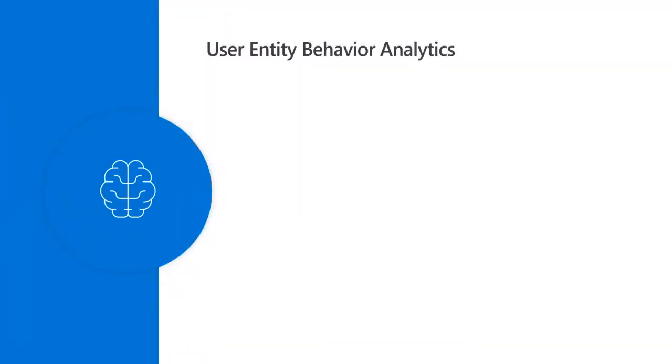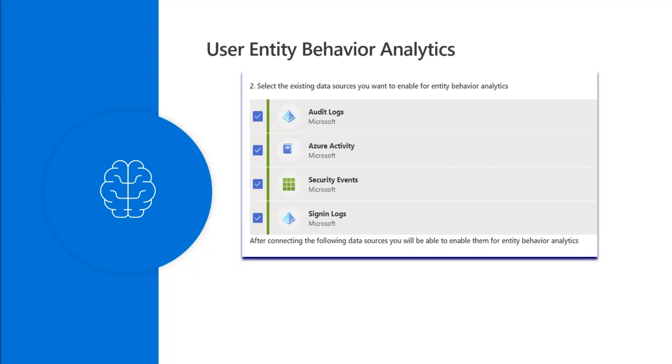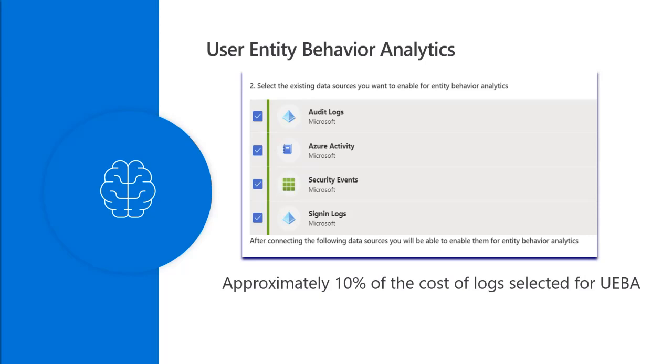It's going to be shared with you, so you can see what is the full list over there. User entity and behavior analytics. So UBA is actually built on top of the specific tables that you choose to have UBA value on. So for example, Azure audit logs, Azure activity logs, security events, or sign-in logs. So if you select any or all of these tables, then the cost for UBA will be approximately 10% of the cost of the logs you have selected to have UBA value on top of.